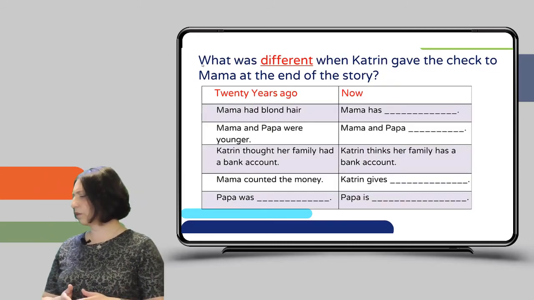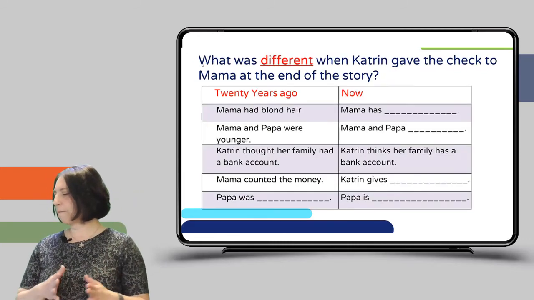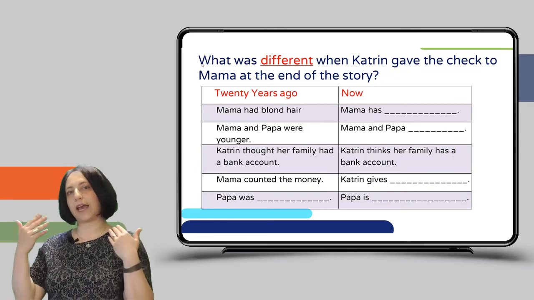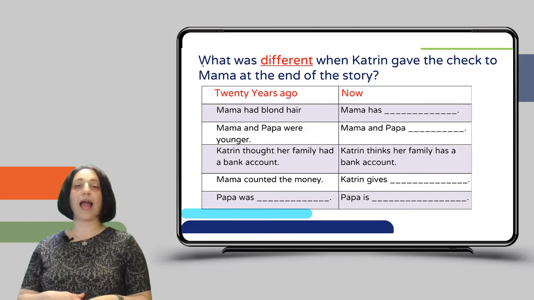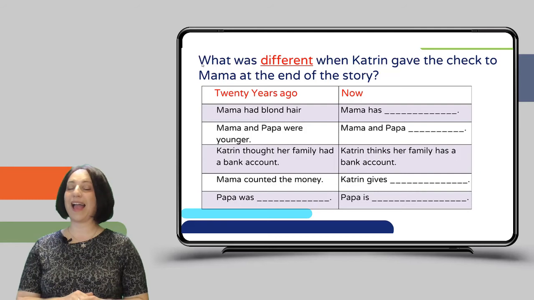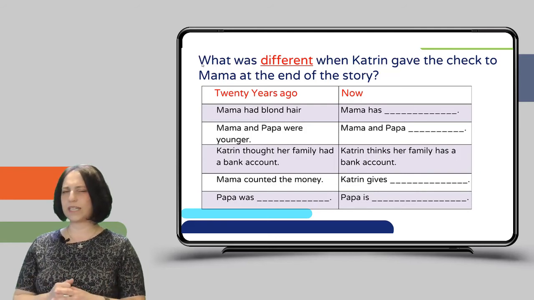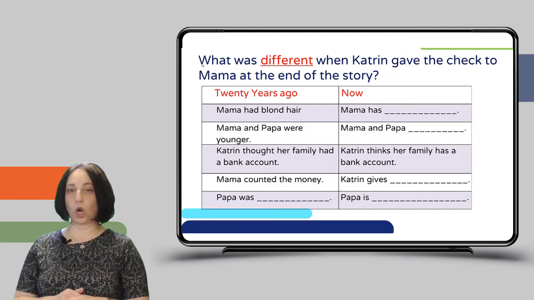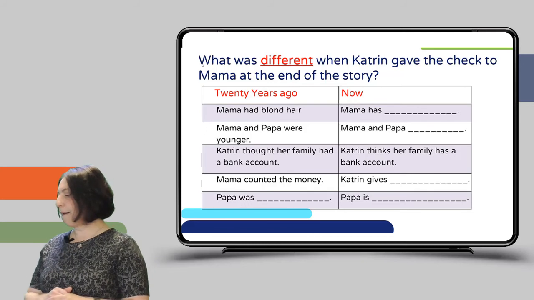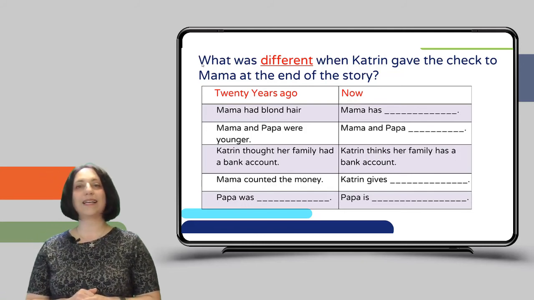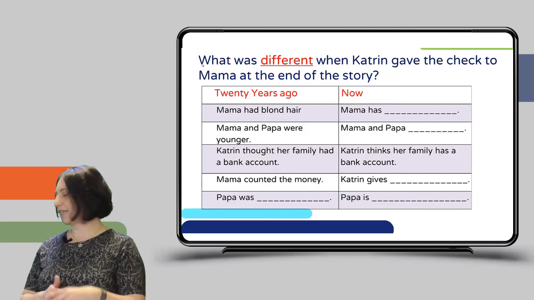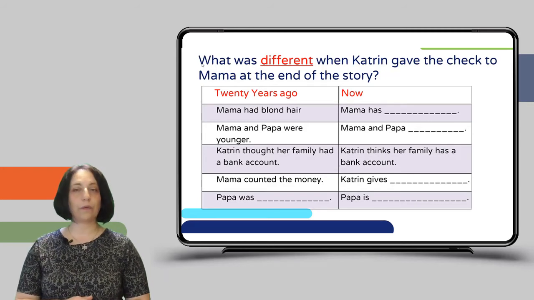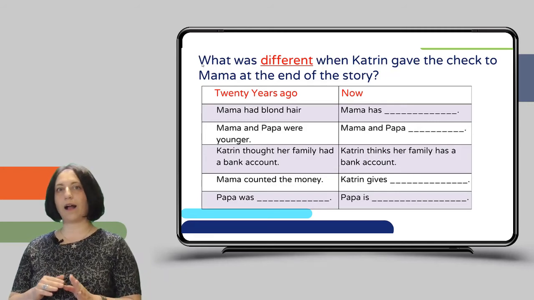So there are things that are different before, 20 years ago, and now when Katrine goes to visit her parents. So let's have a look. What was different? Mama had blonde hair 20 years ago, and now Mama has, what colour is Mama's hair? Is it blonde? Mama and Papa were younger 20 years ago, and now Mama and Papa.